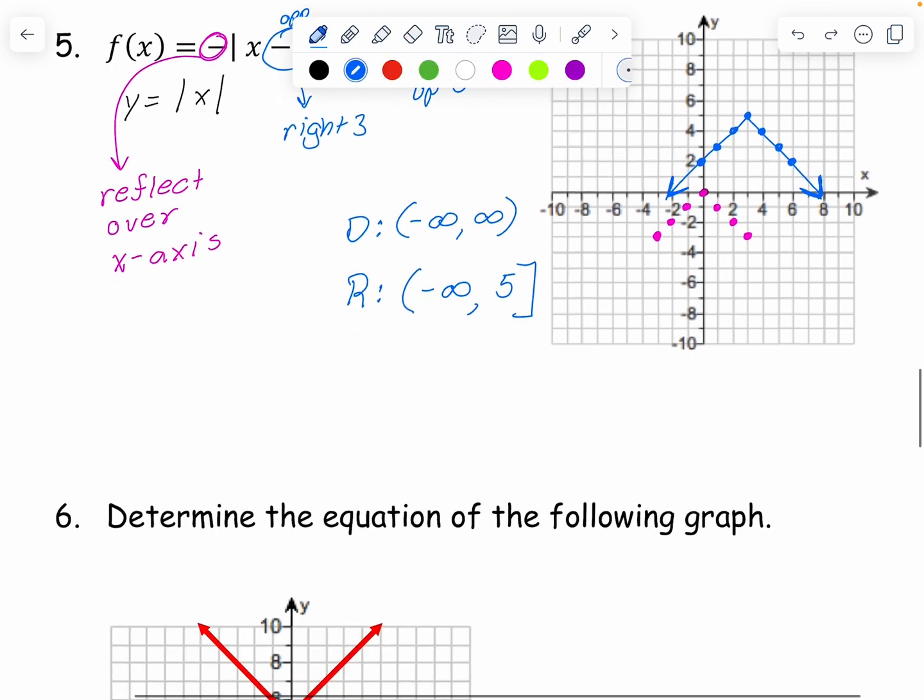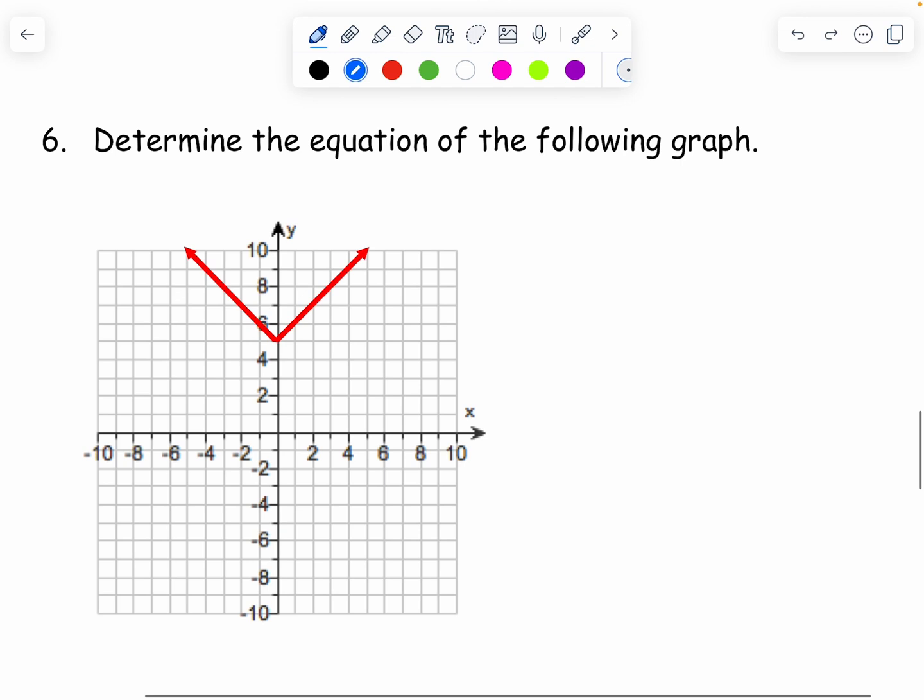Alrighty, so now the next one we want to take a graph that they've given us, and we need to come up with the equation. So we need to know, based on the shape of this graph, what kind of function it is. So this is a V. We know V's come from the absolute value. So our parent function would be y equals the absolute value of x. Now, the question is, what have we done to it?